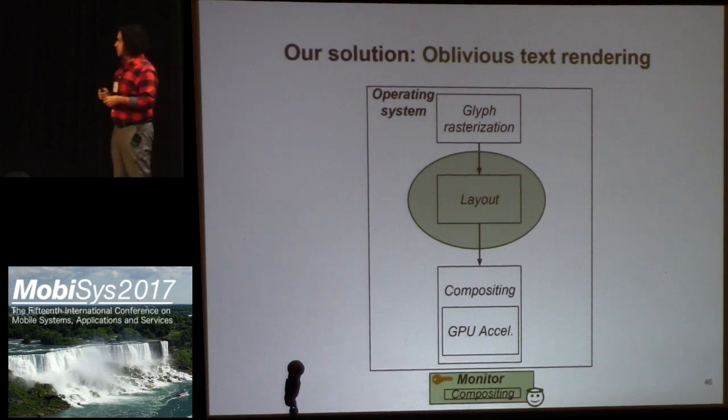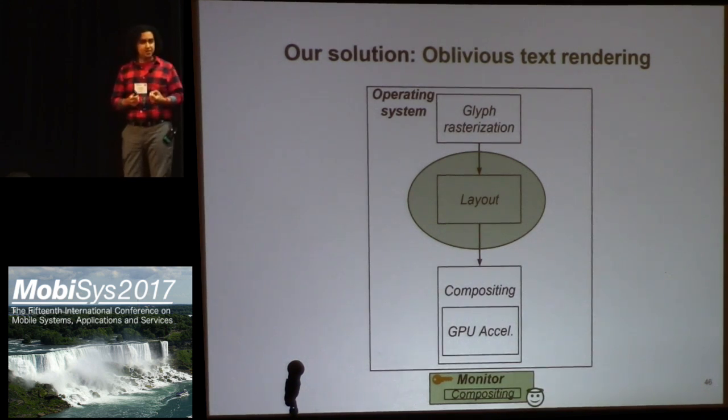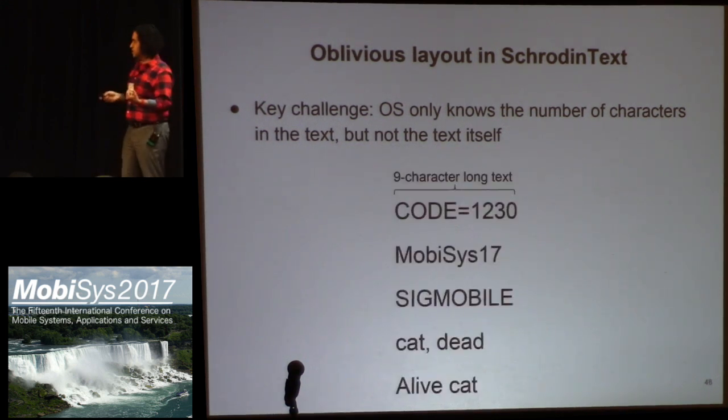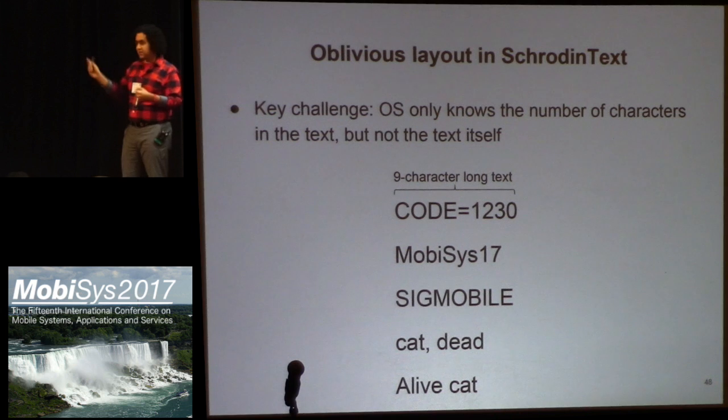All right, the next stage is to do the layout. You always have to tell us where to put each of these characters on the UI. But this is difficult because the operating system only knows the number of characters in the text, and that is not necessarily enough to do the layout. Let me show you an example. These examples all have 9 characters, but as you can see, they take up different sizes on the UI, mainly because different characters take up different widths. So there's no way the operating system can correctly do the layout.